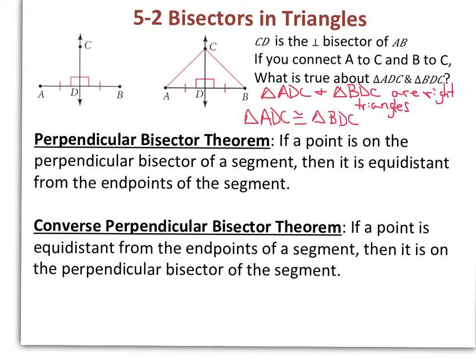The perpendicular bisector theorem says if a point is on the perpendicular bisector of a segment, then it is equidistant from the endpoints of the segment. This word equidistant means equal distance. You don't hear it too often except in math classes, but it's saying that the point will be equal distance from both endpoints of the line segment. The converse of the perpendicular bisector theorem says if a point is equidistant from the endpoints of a segment, then it is on the perpendicular bisector of the segment. So meaning that we know we have a 90-degree angle.